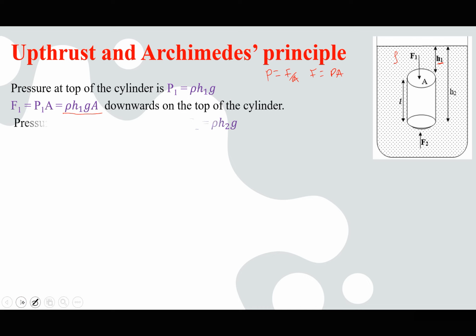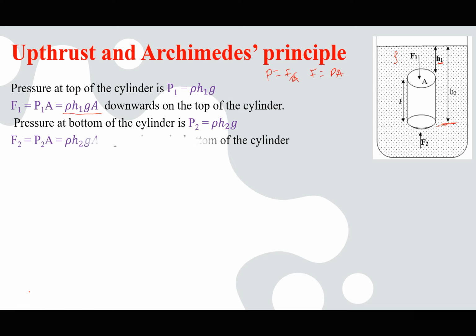Then let's consider the bottom of the cylinder. Pressure at the bottom of the cylinder is given by density times the depth of the liquid, which is h2 from the surface of the liquid, then times g. This means the force at the bottom of the cylinder is going to be equal to ρh2g times A. Of course, this force acts on the cylinder vertically upwards through the liquid.